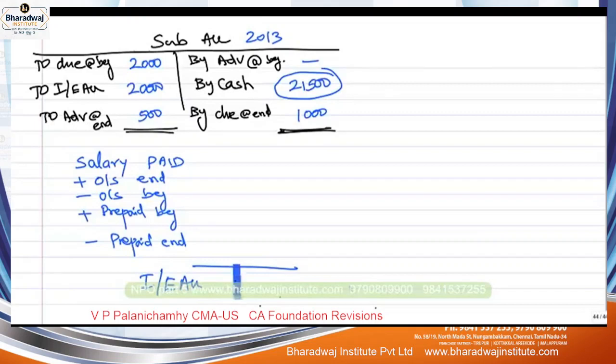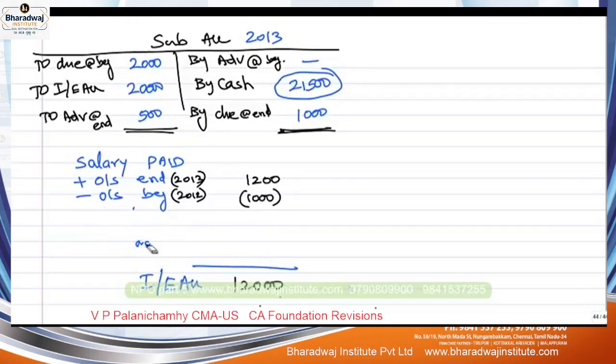Salary paid is a reverse working. How much is given in the income and expenditure account? Salary paid, salary. See how much salary is given in the income and expenditure account. 12,000. Normally we will add outstanding at the end going forward. Outstanding at the beginning we will less. Take the outstanding at the beginning, given in the previous year. How much is there? Sorry, 1200. How much is outstanding at the beginning? 1000. No prepaid is given.